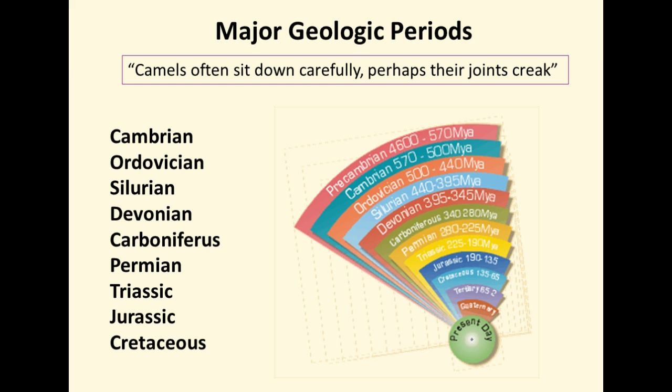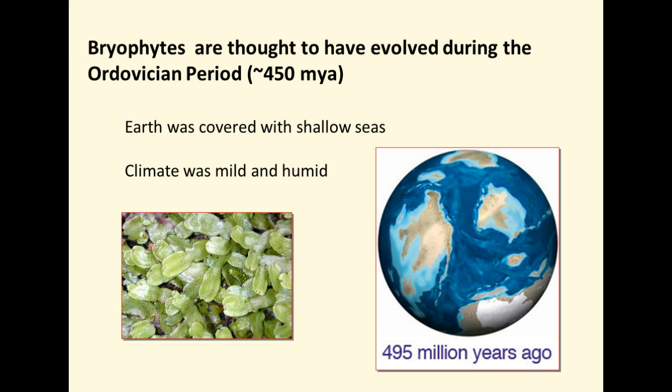All right. So these are the important geologic periods that we're going to be talking about. So we think that bryophytes evolved during the Ordovician period, 450 million years ago, right? It's really not that long ago in the scheme of things. So life has mostly existed as just single-celled organisms until this point.